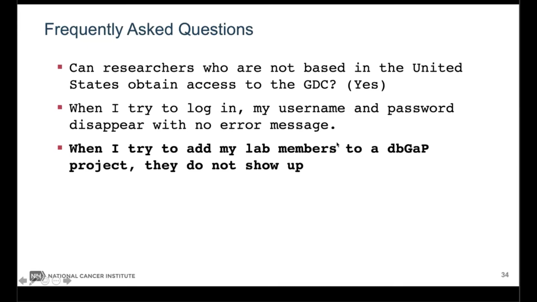Okay, so the next one: when I try to add my lab members to a dbGaP project, they do not show up in the interface. And that's a very simple solution. When you're adding people to a dbGaP project, you need to type their name into a field, and then their name will pop up so that you can give them different permissions. Sometimes their name won't pop up, and this is usually because the lab members need to log in to dbGaP one time before they can be found in this interface. So if your lab members aren't showing up, just make sure you're using their full name and ask them to log into dbGaP. That should fix the problem.